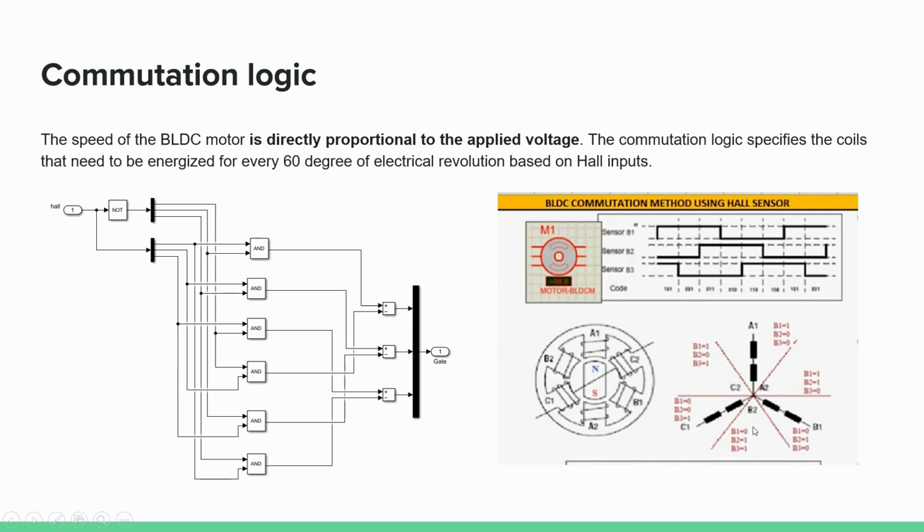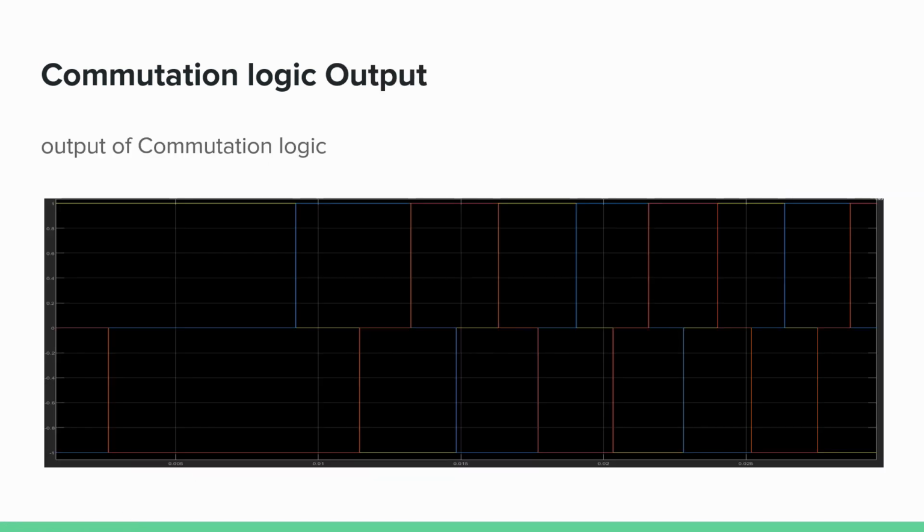But in most cases, 000 and 111 don't exist. Then we'll be having only 6 states. And when we divide by the 6 states, then we'll be getting a 60 degree region. Here is the output from our 3 sensors. We have made a scope here to observe them. The next part will be discussed by other teammates.